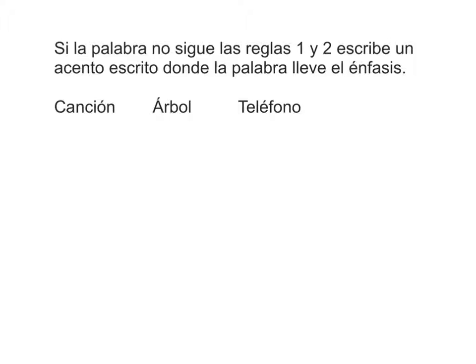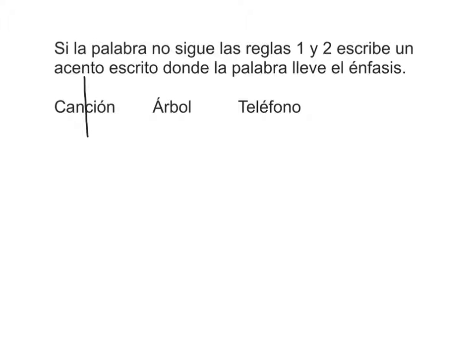Okay? Now, the third rule dice, si la palabra no sigue las reglas 1 y 2, escribe un acento escrito o ortográfico donde la palabra lleve el énfasis. So, if the word doesn't follow rules 1 and 2, write an accent wherever the natural stress is. So if you look at the word canción, it has two syllables. Canción. Okay, so we're going to divide the word.